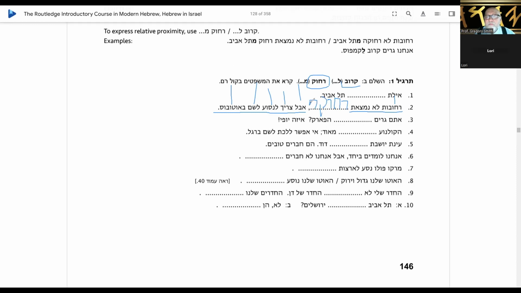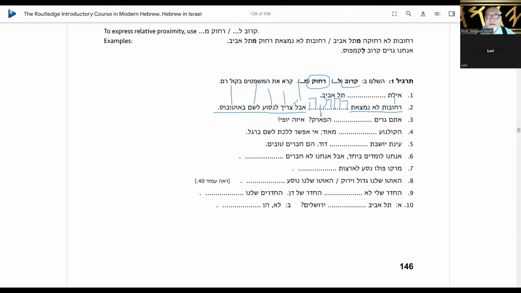Okay, so why am I putting Rehoka in there instead of Rehok? Because all cities are feminine gender. It's just a default. They are feminine gender. So that's why we're using Rehoka and not Rehok. Because Rehok, for the descriptive word that means far, its default is masculine singular, but we're talking about Rehovot, which is a city.